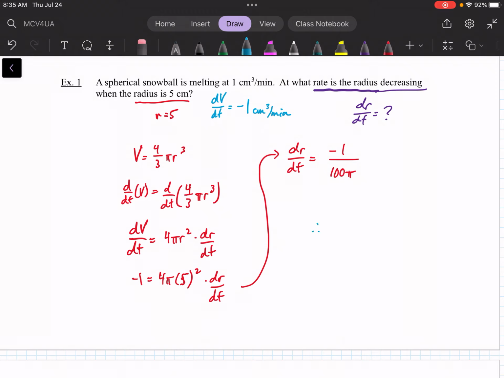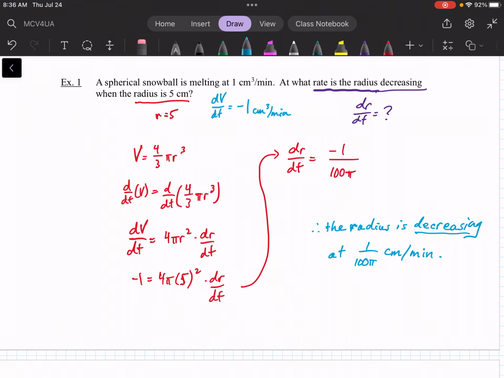So therefore, the radius is decreasing at 1 over 100 pi centimeters per minute. Don't forget the units. Notice I don't write the negative there, because I'm already using the term decreasing.